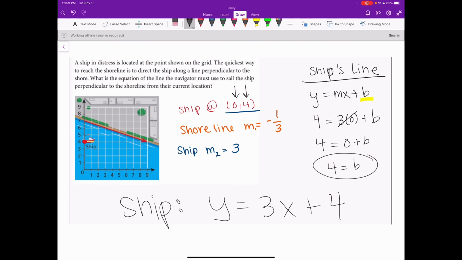Again, slopes for perpendicular lines are opposite reciprocals of each other.